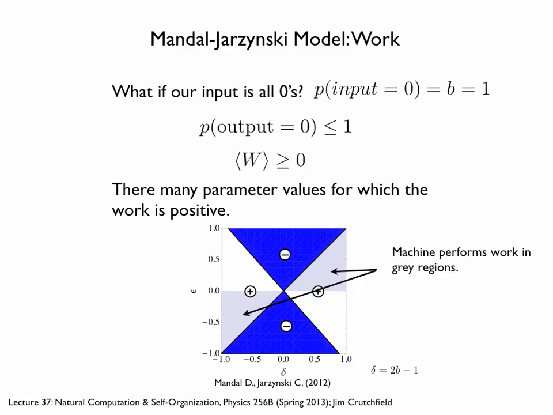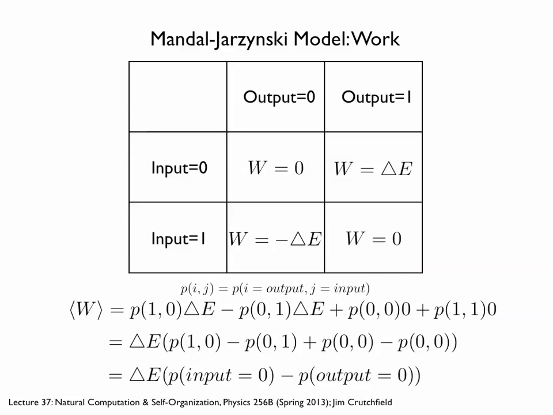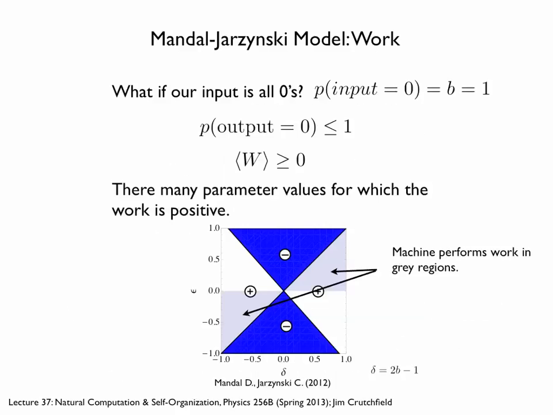And the probability of output is less than or equal to 1, just because that's the condition for any probability. So therefore, according to this equation, we have that the work is greater than or equal to 0. And in fact, there are many parameter values for which the work is positive. These gray regions are all the places where this thing is doing work, lifting this weight on average every time that it goes through its cycle.